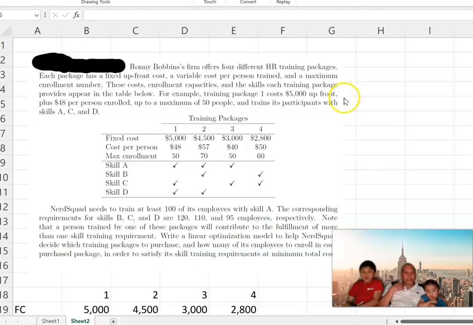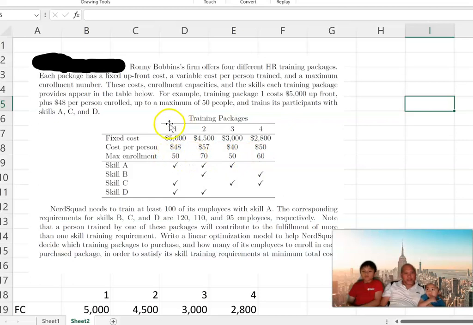Okay, hello everyone. This time we're going to do a linear programming with integer and binary constraints. So we have a problem here with a firm that offers four different training packages. There's an associated fixed cost with the packages, and there's also the cost per person. It's given here. And there's also a maximum enrollment for each of the training packages.